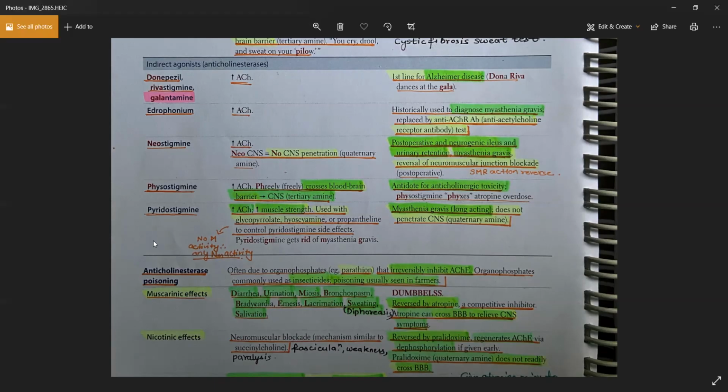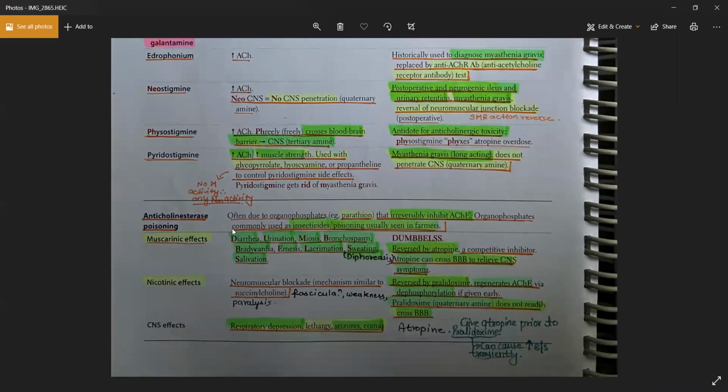And in the lungs, you will get bronchoconstriction, so you will get respiratory distress. In the GIT, you will get diarrhea. In the urinary tract, you will get urination. So the diarrhea, urination, miosis, bronchospasm, sweating, lacrimation, emesis, which is vomiting, salivation, and bradycardia. These are the muscarinic side effects of anticholinesterase poisoning.